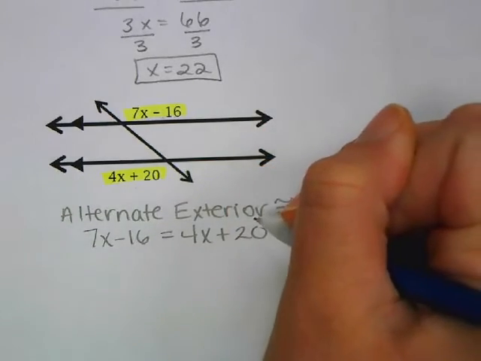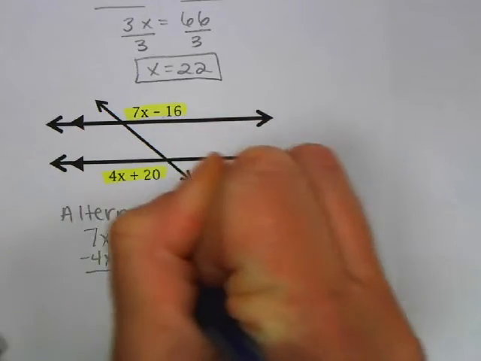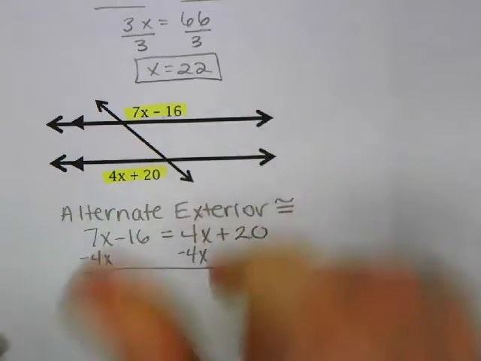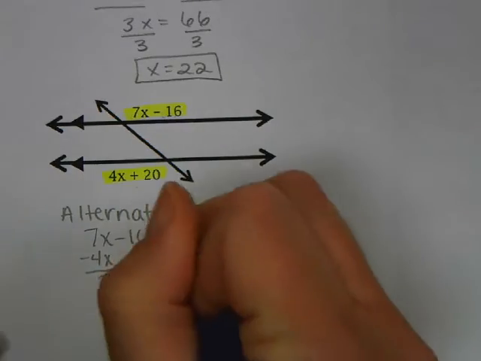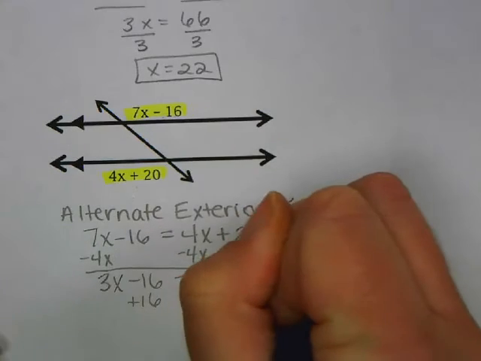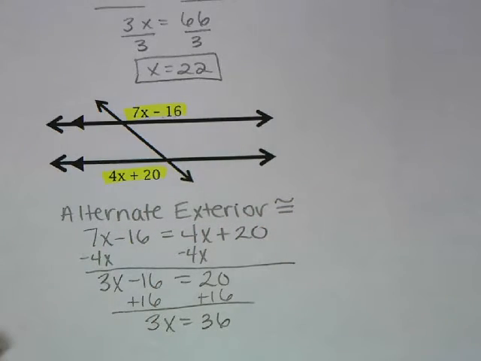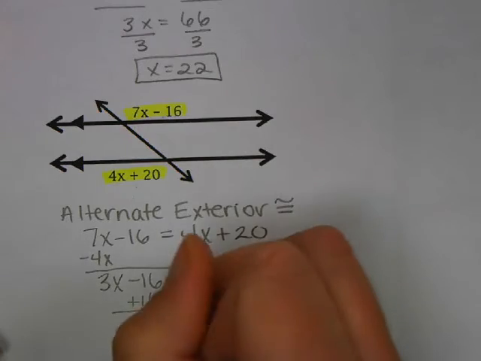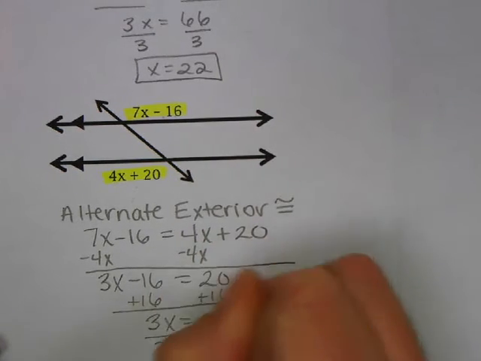Solving for x, you can first subtract 4x from both sides, and then add 16. And then divide both sides by 3. So x equals 12.